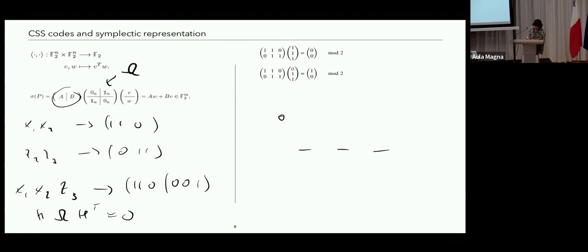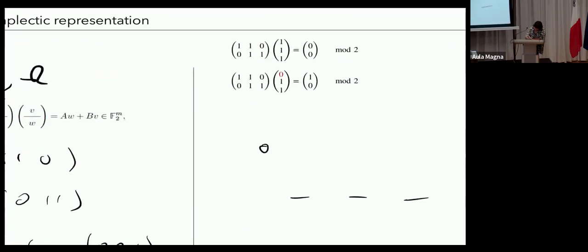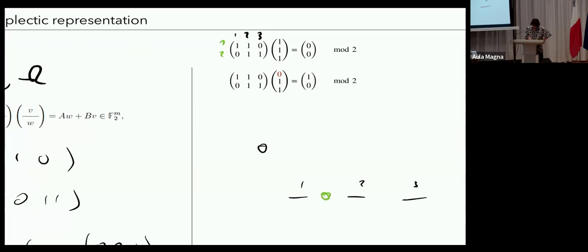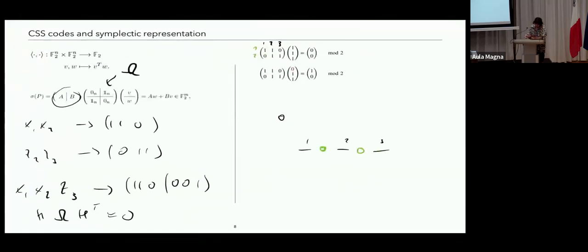I have 3 bits in this code, and then, let's write it in a different color, 2 checks. So check number 1 connects bits number 1 and 2, so I'm going to put it here. And check number 2 is going to connect bit number 2 and number 3. And so this is the graphical representation of this code here.